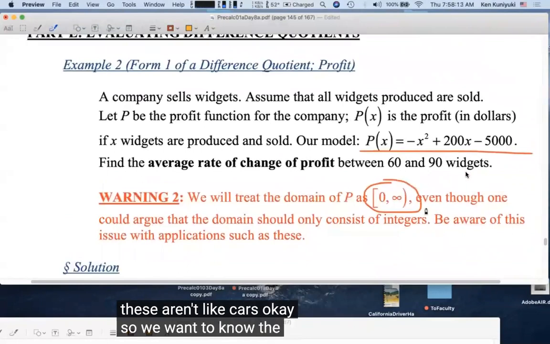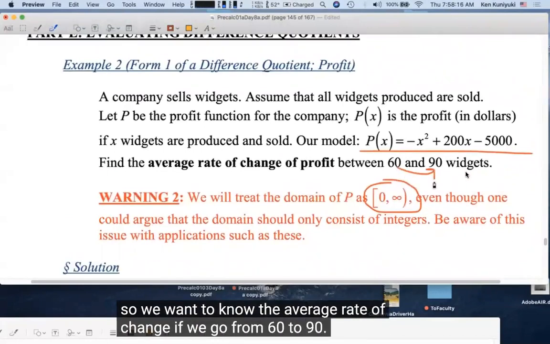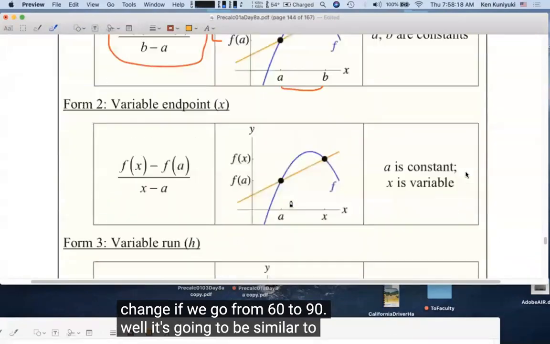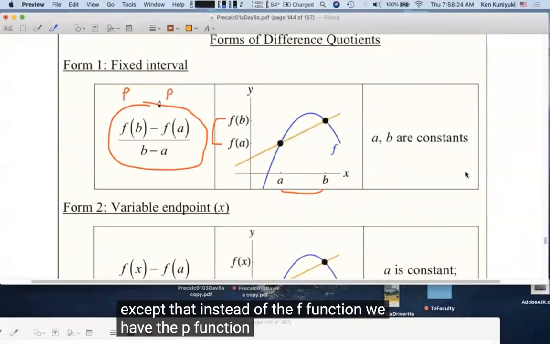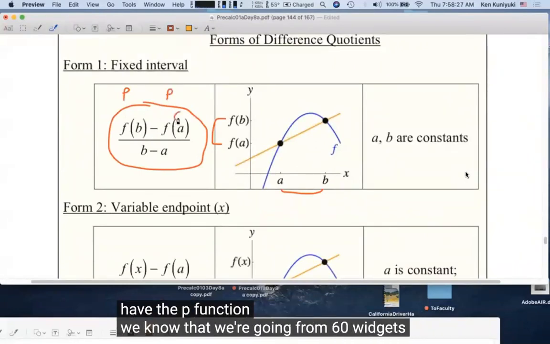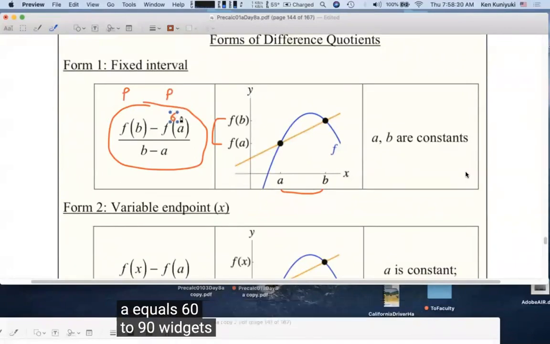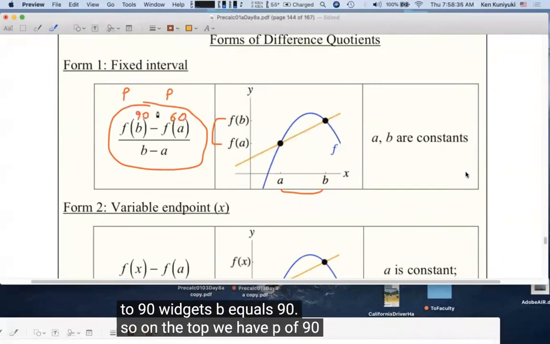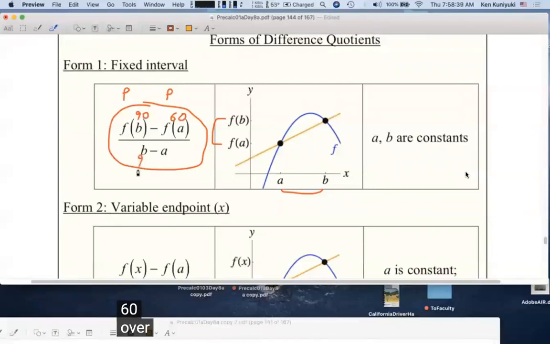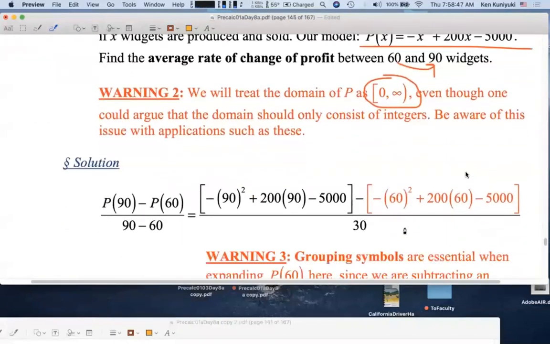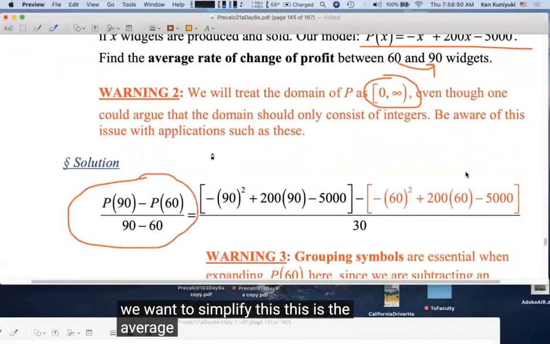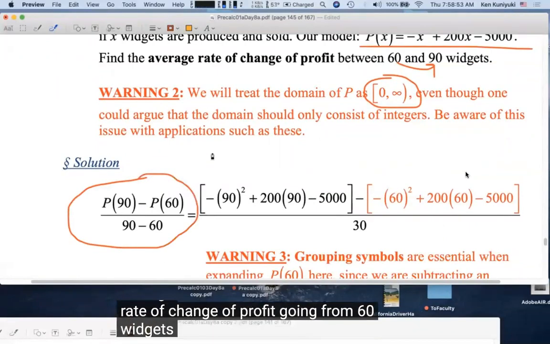So we want to know the average rate of change if we go from 60 to 90. Well, it's going to be similar to form number 1 here, except that instead of the f function, we have the P function. We know that we're going from 60 widgets, a equals 60, to 90 widgets, b equals 90. So on the top, we have P of 90 minus P of 60 over 90 minus 60. We want to simplify this. This is the average rate of change of profit going from 60 widgets to 90 widgets.